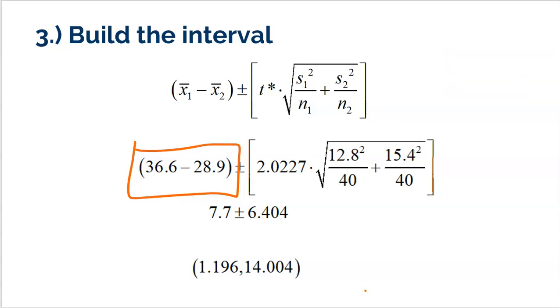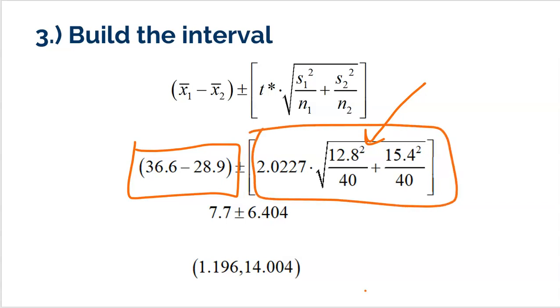And then we need our standard error. So the number one issue with standard error is kids forget to square. So please don't forget to square. 12.8 squared was for the northern trees, divided by 40. 15.4 squared divided by 40 for the south. Add those together. And again, type all this in at once on your calculator. No parentheses, just type it all in at once, and you'll get the margin of error. So take the 7.7, which is our difference between our samples, go up and go down by the 6.404, and you do get our final interval.